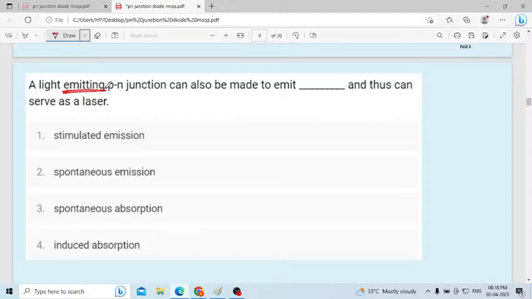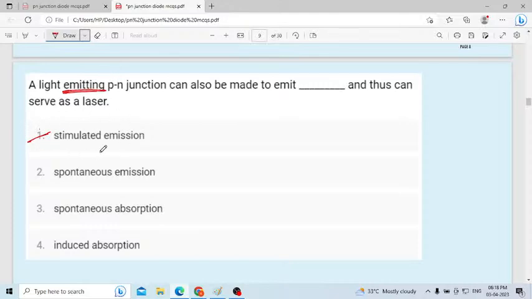Whether it is stimulated emission, spontaneous, or induced absorption. Yes, the correct answer is stimulated emission. Here I underline the word emission. A light emitting PN junction is emitting the light. Then in the laser we stimulate, which means we have to give the extra energy. Therefore, that is the correct answer.